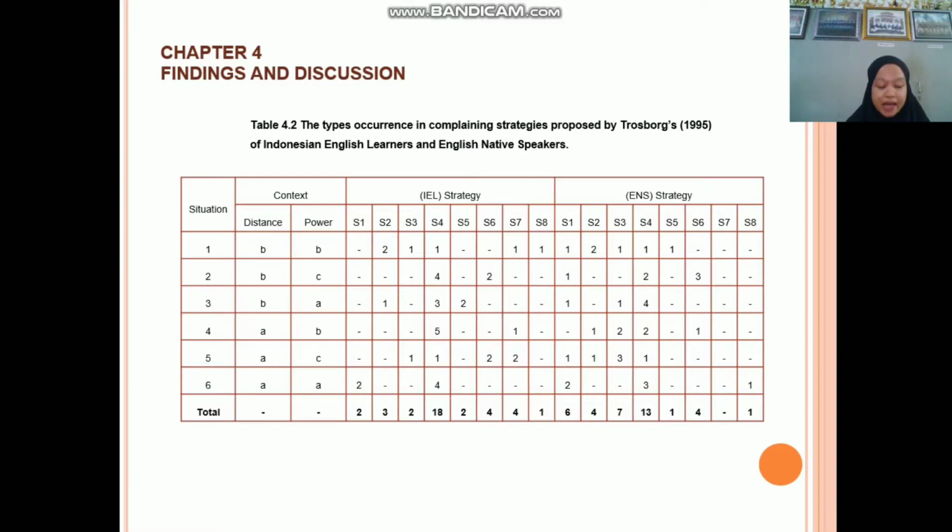Based on the data, direct accusation is the most common strategy used by both English native speakers and Indonesian English learners. Meanwhile, explicit blame and indirect accusation are the least common types, which only occur once or twice.